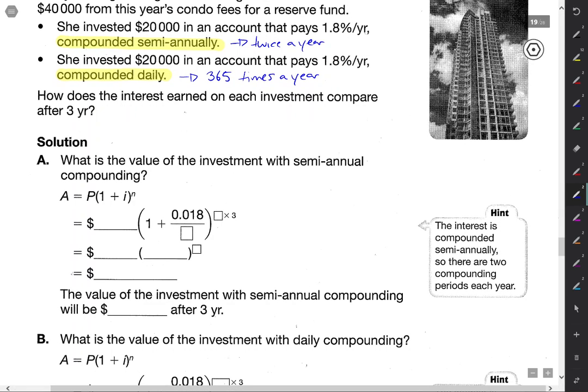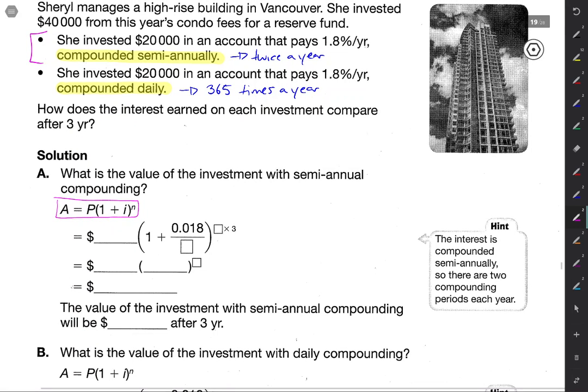So we're starting with this first one, and we'll do it all in pink. So we have the formula that we used last topic. The principal amount that we're dealing with this time is $20,000, so we'll write P here, 20,000. Now the interest rate is 1.8% per year, so that's why they put this decimal. That's the 1.8%. But now we're going to divide that by the amount of compounding periods in a year. So this one we're doing semi-annually, 2 per year.